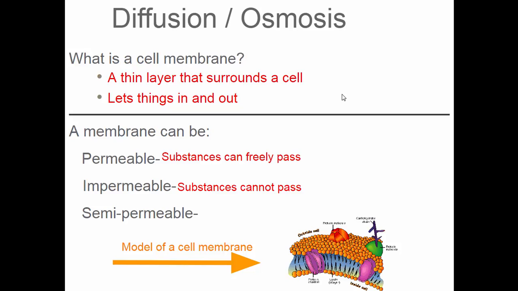Anyone want to venture a guess as to what semi-permeable means? Some things could be let in. Exactly. It means that some things can pass through, other things cannot. The cell membrane is a semi-permeable membrane.